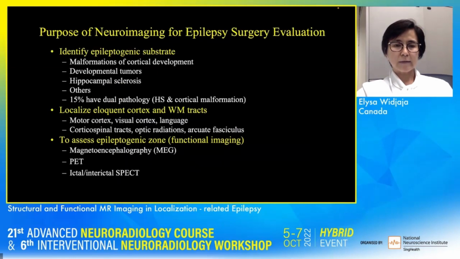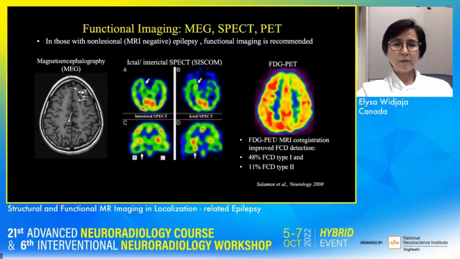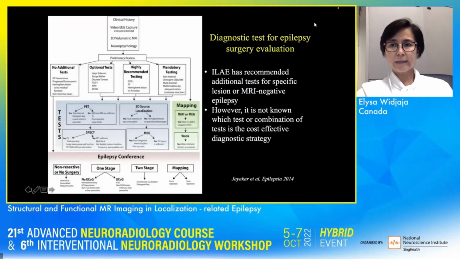So let's move on to look at the role of imaging to assess the epileptogenic zone. In patients with non-lesional epilepsy, that is, those with MRI negative epilepsy, functional imaging such as magnetoencephalography, SPECT, or PET is recommended. The International League Against Epilepsy has recommended additional tests for patients with MRI negative epilepsy, as well as those with specific lesions such as focal cortical dysplasia or tuberous sclerosis. However, it is not known which particular test or which combination of tests is the cost-effective diagnostic strategy.